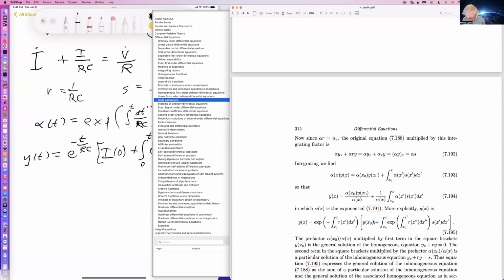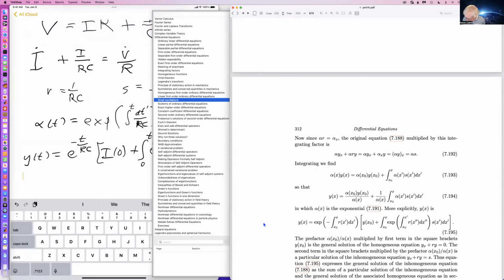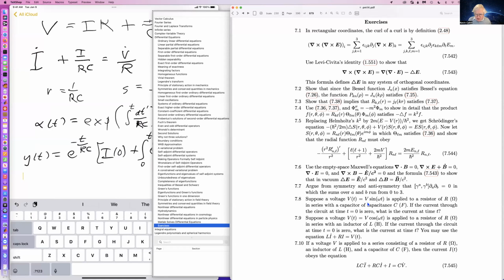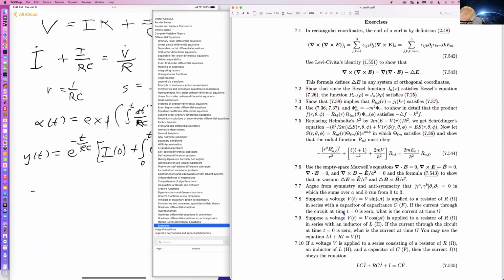The statement of the problem, I think, was that the current was 0 at time 0. I don't have the exercise in front of me, so let me switch to exercises. And yes, the current at time 0 is 0. So that simplifies this thing a little bit. Namely, it's just e to the minus T over RC times this integral. And the integral is 1 over R, 0 to T, e to the minus T prime over RC, V dot of T prime, dt prime.